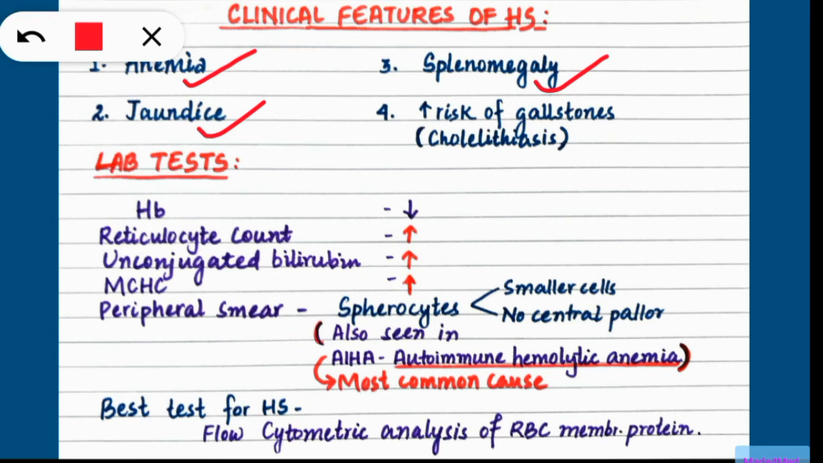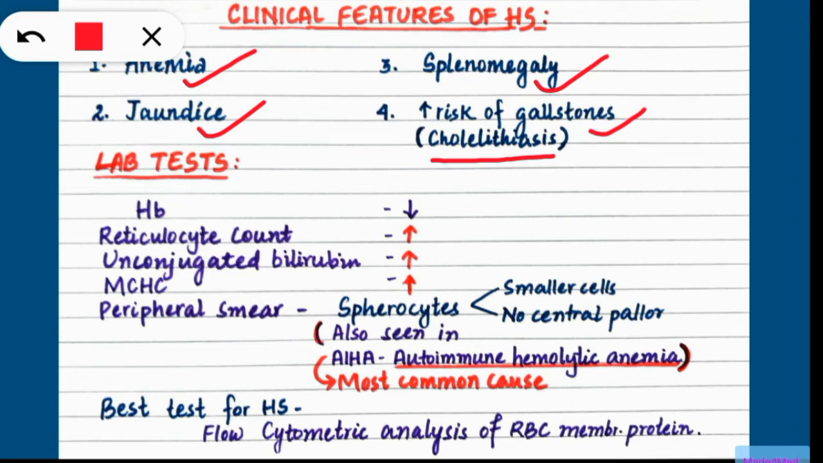Also, there will be an increased risk of gallstones, and mainly pigmented gallstones in this case, which is called cholelithiasis. Because when the RBCs are destroyed and the hemoglobin forms bilirubin, which goes to the liver in the form of unconjugated bilirubin, there is more production of bile. So this excessive production of bile leads to gallstone formation.